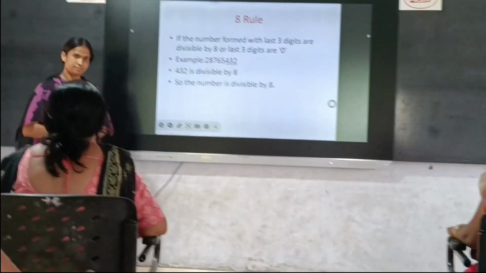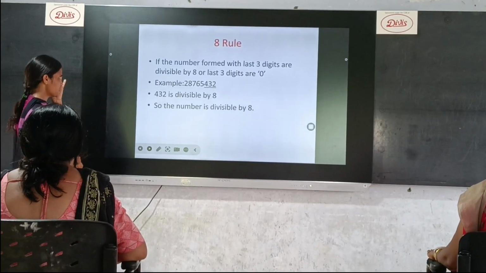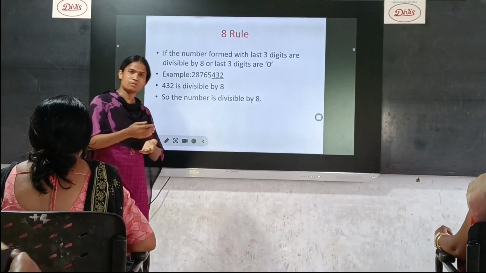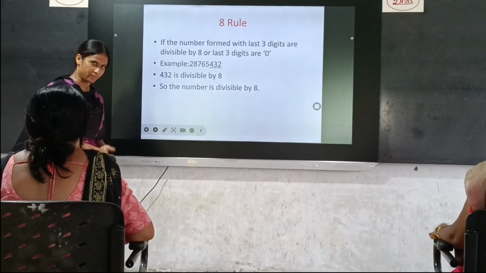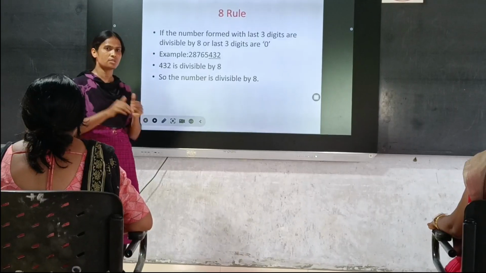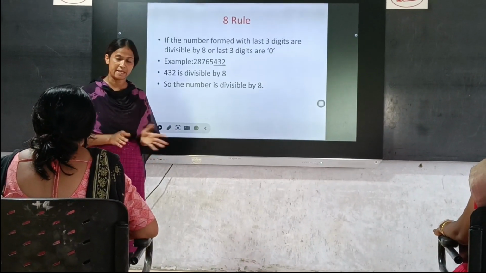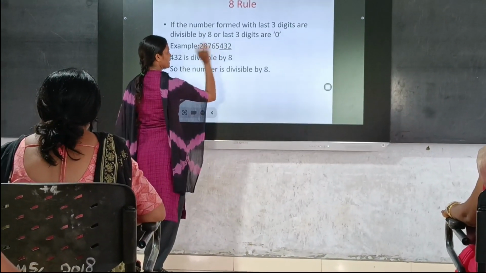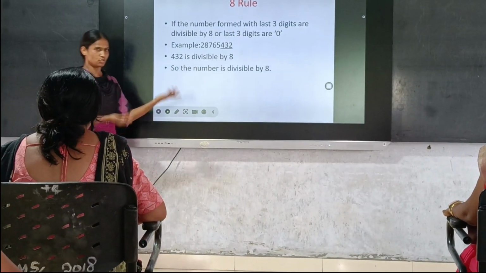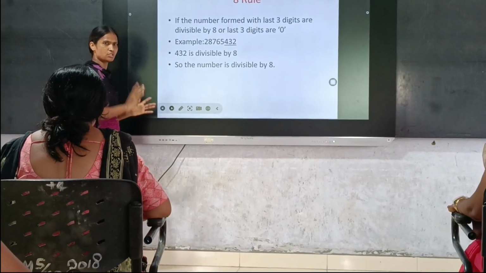Next, the 8th rule. The 8th rule is similar to the 4th rule. In the 4th rule the last 2 digits are divisible by 4, but here the last 3 digits are divisible by 8. Okay. Last 3 digits, 432. 432 is divisible by 8, so the total number is divisible by 8.